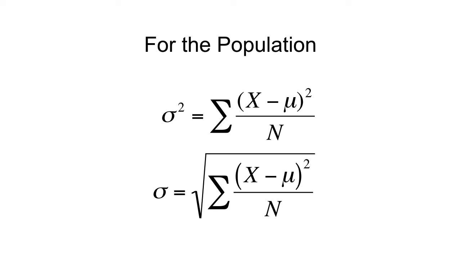Notice it's a capital X. The capital X means that it's a parameter. They're numbers from the population. The big N means it's the actual size of the population. And the Greek letters tell you it's a parameter. These are population parameters. Okay, so that's a big difference.